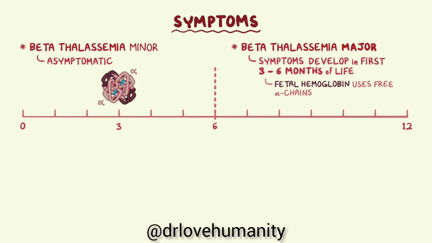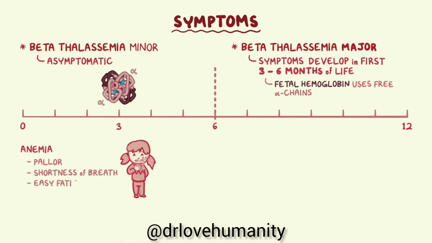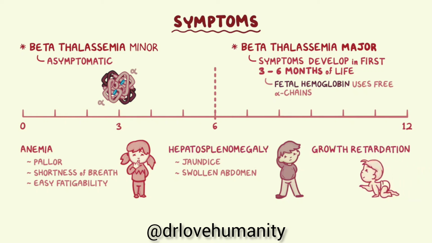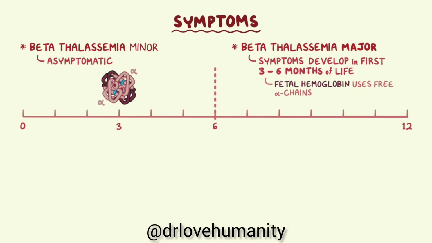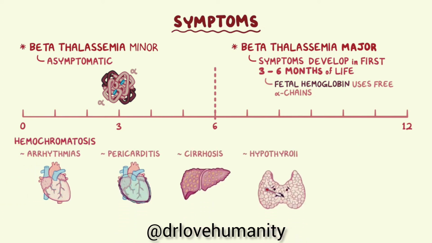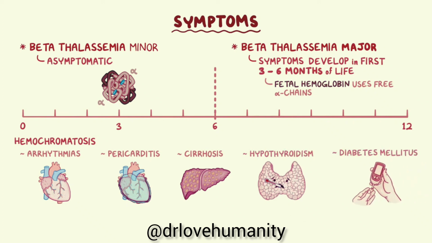Common beta thalassemia major signs and symptoms include symptoms of anemia like pallor, shortness of breath, and easy fatigability, jaundice, swollen abdomen due to an enlarged liver and spleen, hepatosplenomegaly, and growth retardation. Complications due to hemochromatosis include arrhythmias, pericarditis, cirrhosis, hypothyroidism, and diabetes mellitus.